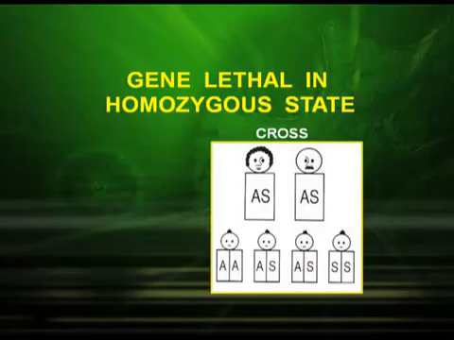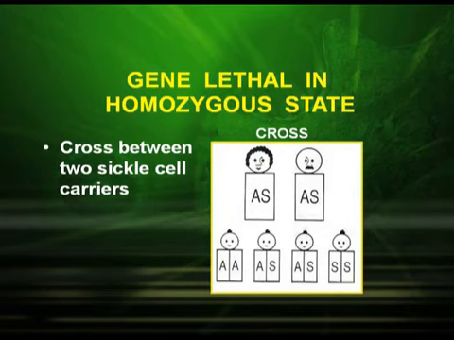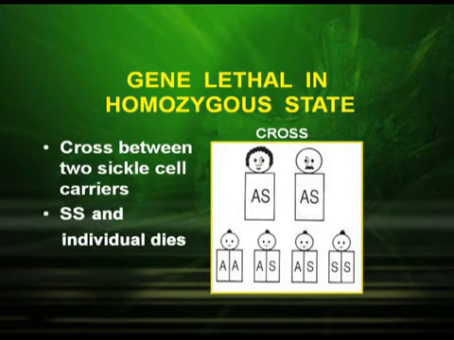In the case of sickle cell anemia, the gene is lethal in the homozygous state. That is, both the chromosomes have the allele for sickle cell anemia. In a cross between two sickle cell carriers, if the offspring has both the alleles SS, the individual dies.